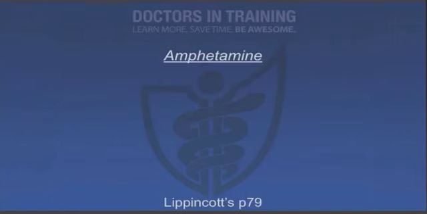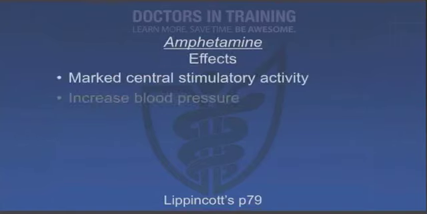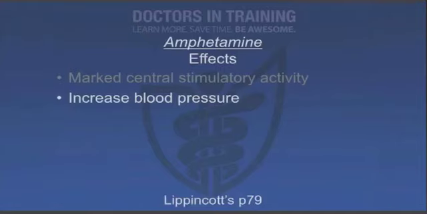Now, amphetamine has a marked central stimulatory activity. Peripherally, amphetamine can increase blood pressure markedly because of the alpha-1 effect of vasoconstriction, as well as the beta-2 effects on the heart.